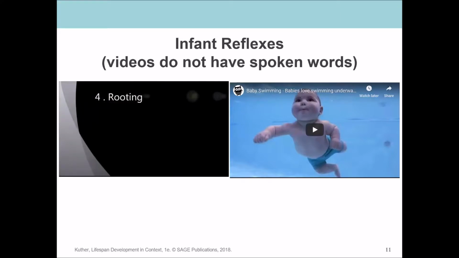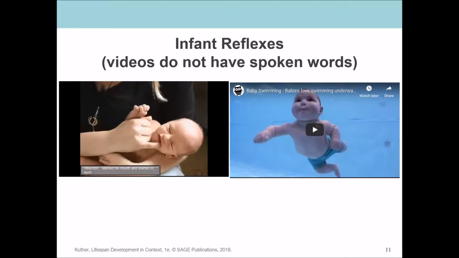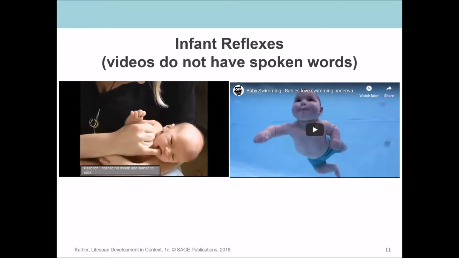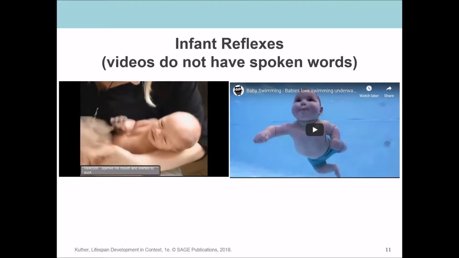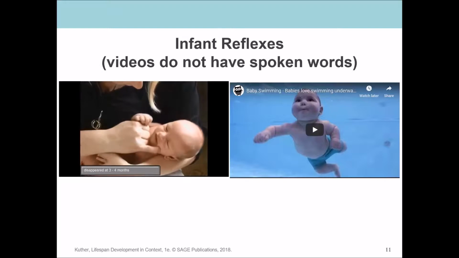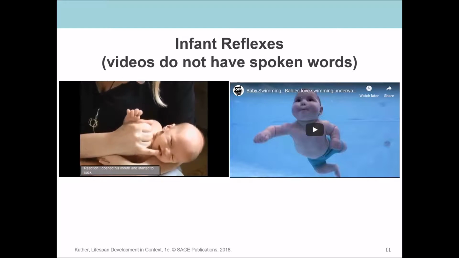Next one is rooting. The stimulus is a cheek or mouth that is lightly touched, and the reaction is to open his mouth and start to suck. So he turns his head toward it. This disappears at about 3 to 4 months. There he is, turning his head toward the stimulus.